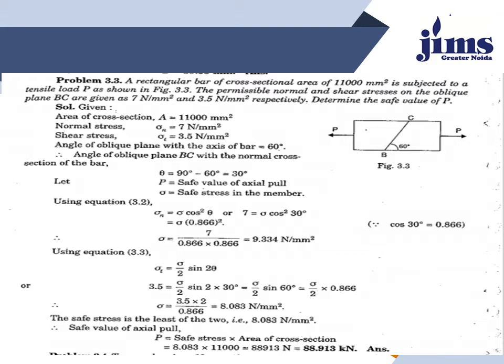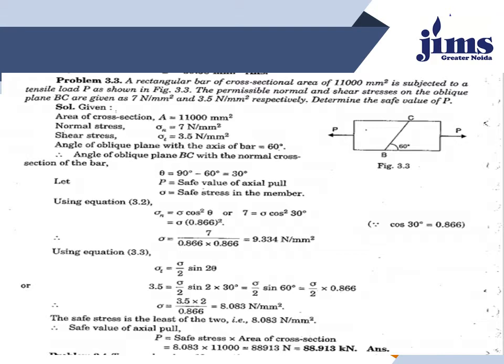A rectangular bar of cross section area 1100 mm square is subjected to a tensile load P as shown in figure 3.3. The permissible normal and shear stresses on the oblique plane BC are given as 7 Newton per millimeter square and 3.5 Newton per millimeter square respectively. Determine the safe value of P.